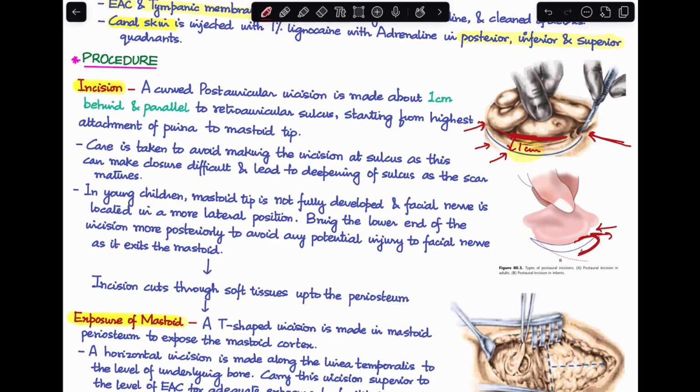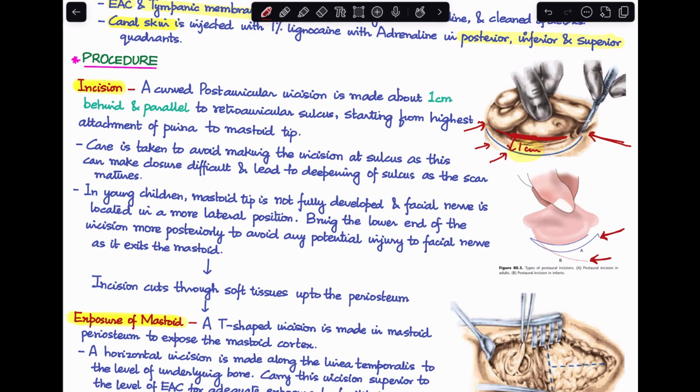So in these cases, we need to remember that we'll change the incision slightly. If you look at the image here, A is the incision that we usually give, the post-auricular incision in adults. But in cases of children, we'll try to give the incision in the direction of the line marked as B, where we bring the lower end of the incision more posteriorly so as to avoid any injury to the facial nerve as it exits through the stylomastoid foramen.